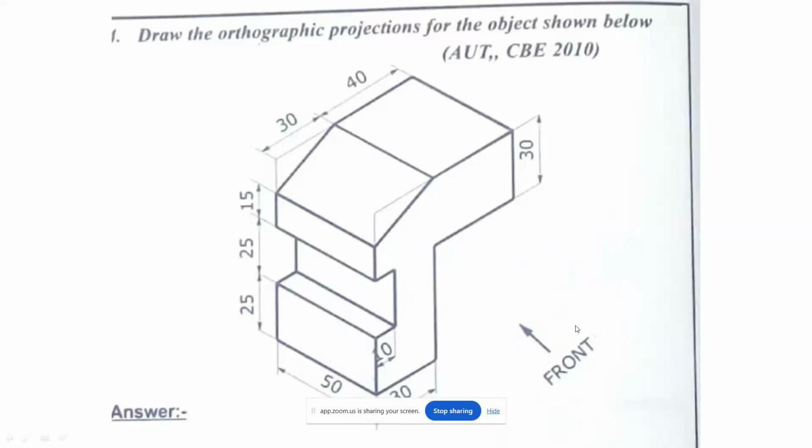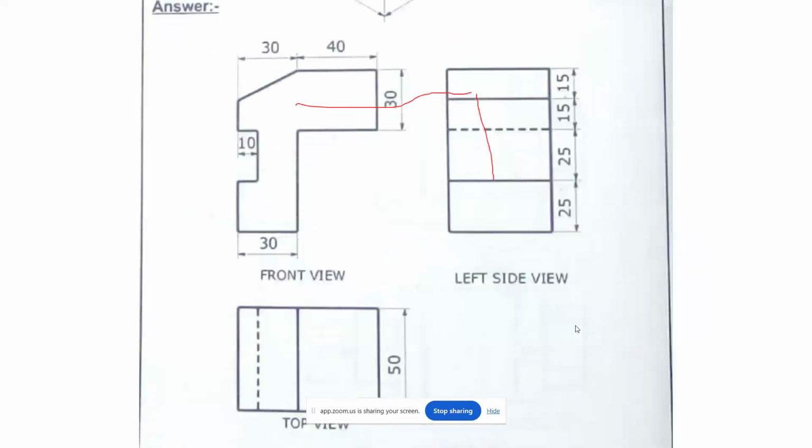I hope everyone has tried. Yes, sir, I tried. Okay, I'll show the answer. You can cross check with your answers, because the main thing here is understanding. That is more than enough. Hope you have got the perfect answers, or any doubts you can get cleared now.